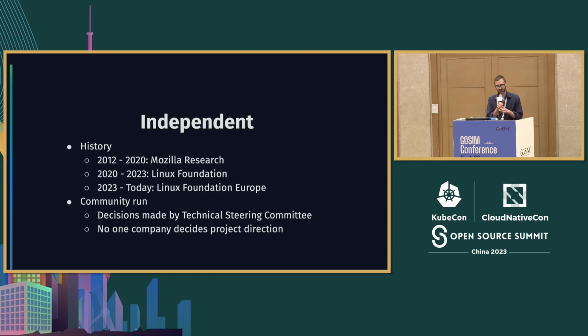So, Servo is independent. It was started as a Mozilla research project, and it stayed that way for a while. But now it's governed by the Linux Foundation, and this year the Linux Foundation Europe. Now what this means is that Servo is run by the community. The decisions are made by a technical steering committee. They're not made by any one company. People from all across the industry can join this committee and decide the future of the browser.